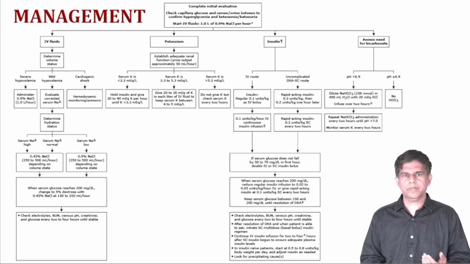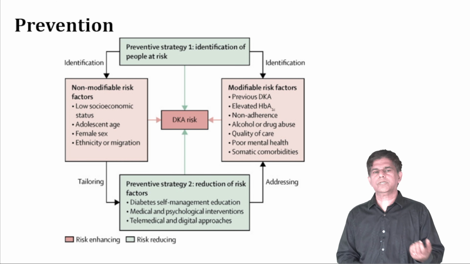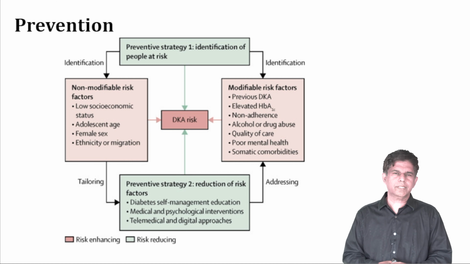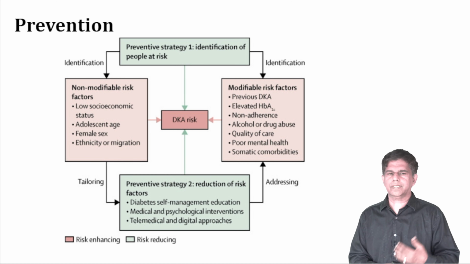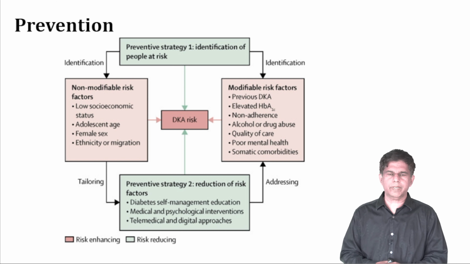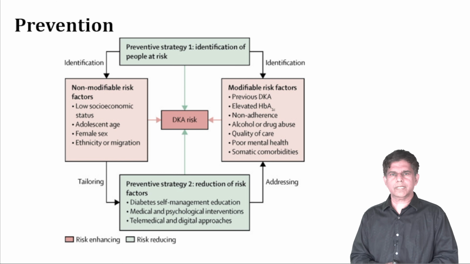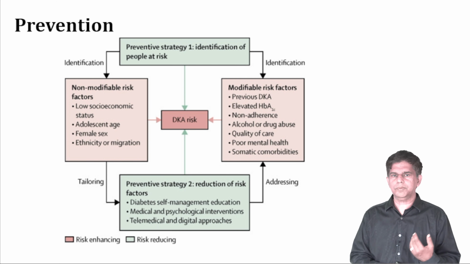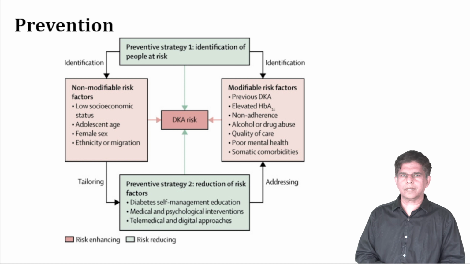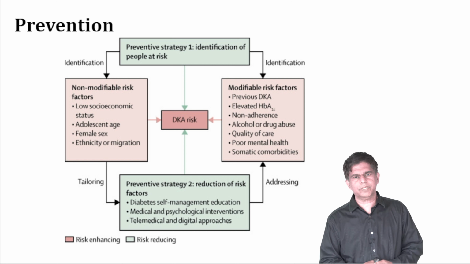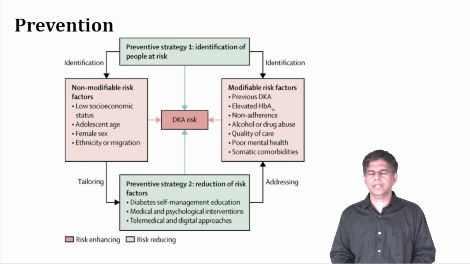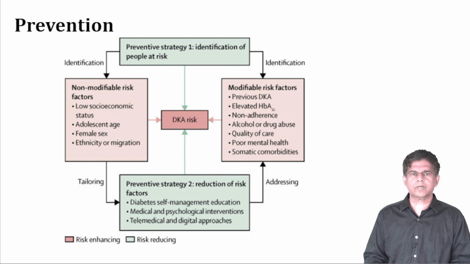Okay, next one, prevention. I have a preventive strategy. Make sure you identify the high-risk people. Who are the high-risk people? Low socioeconomic status, adolescent age, female sex, and ethnicity or migration. And modify risk factors like previous DKA, high HbA1c, alcohol, drug abuse, poor quality of care, and then make sure you have diabetic self-management education, medical psychological intervention, or digital approaches, and all of this can help to prevent it. These are our references.